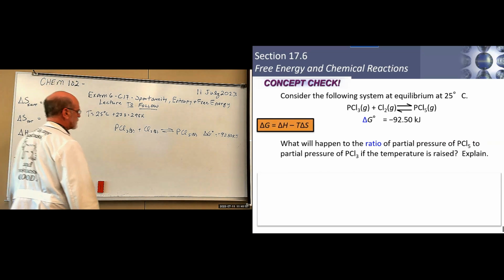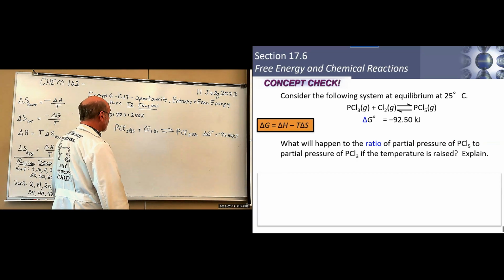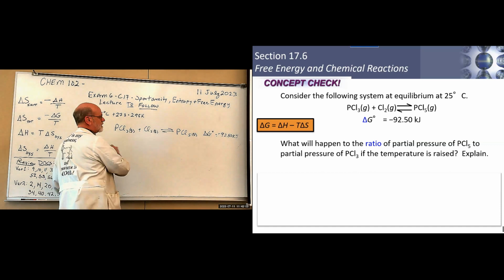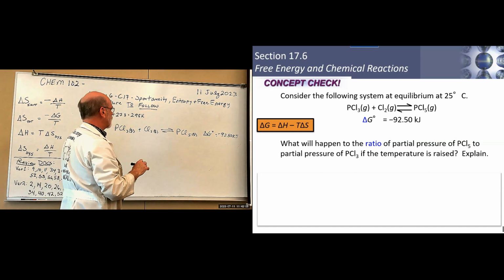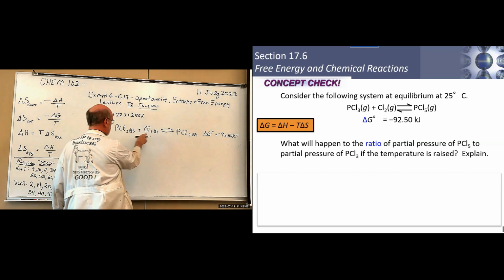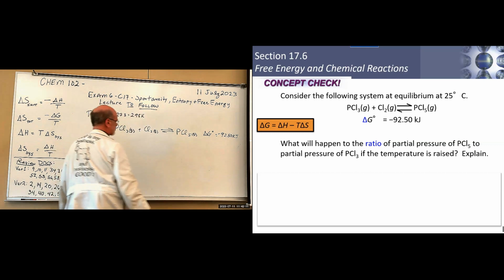All right, so there's your delta G. It's spontaneous. It does go that way. So we're looking for the ratio of partial pressures, right? Is this balanced? 3 chlorines, 2. Yeah, it's balanced.